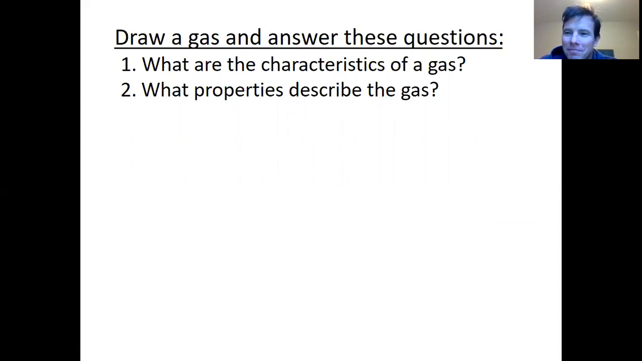If you're watching, pause for a second and do this. I'd like you to draw a gas and answer these questions. What are the characteristics of the gas and what properties describe it? I'll give you a minute, hit pause, and I'll check back in with you in a second. All right, hopefully you're done.